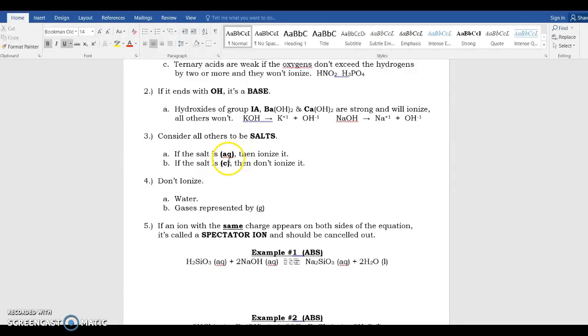And then salts. If it's an AQ, like right here it says AQ, so I know that this ion, Na+1, and this SiO3, and since there's 2 sodiums, I know that this SiO3 has a -2, and so it will split up and ionize. If it has a C, then do not ionize it, and do not ionize water, so water here at the end doesn't ionize, and gases. And then you'll go through and eliminate the spectator ions.